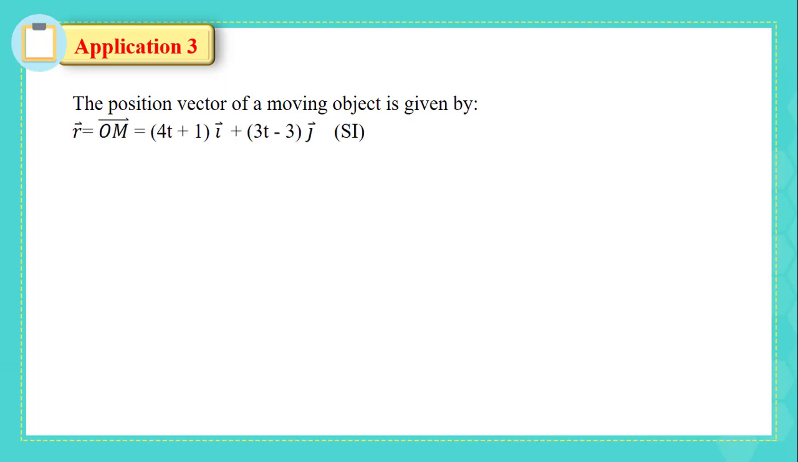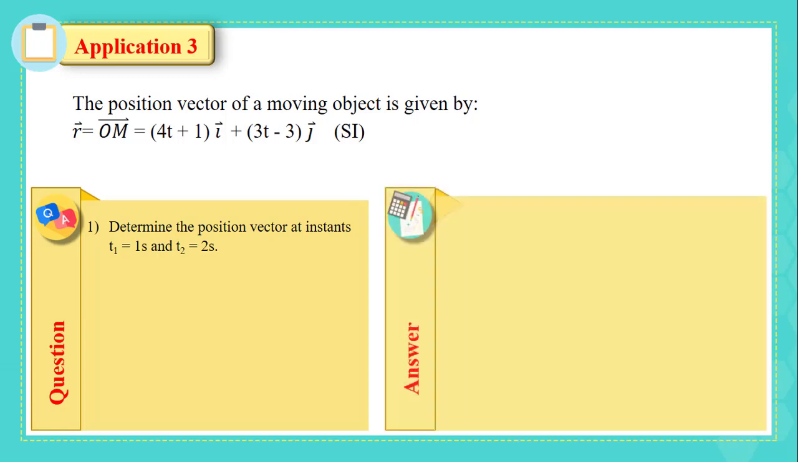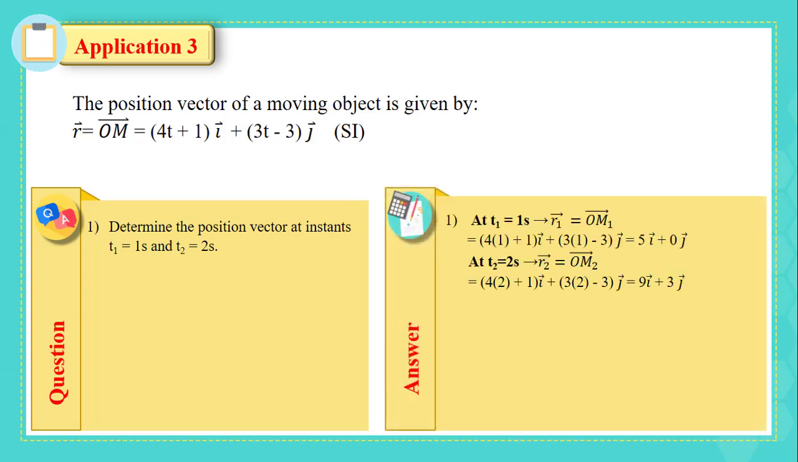Application number 3. The position vector of a moving object is given by r is equal to OM is equal to (4t plus 1)i plus (3t minus 3)j. All variables are in SI units. Question 1. Determine the position vector at instants t1 is equal to 1 second and t2 is equal to 2 seconds. By substitution in the position vector, we will get r1 is equal to 5i plus 0j and r2 is equal to 9i plus 3j.